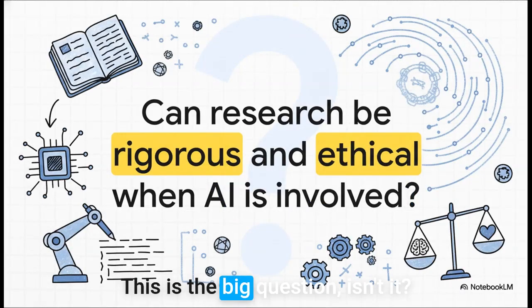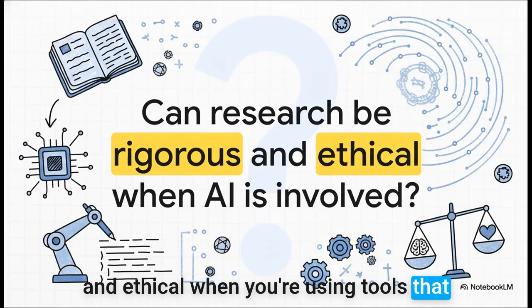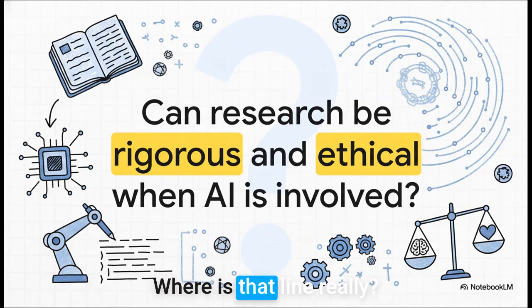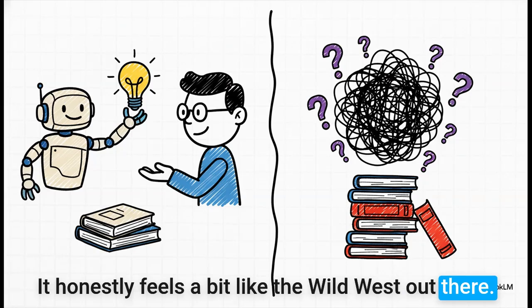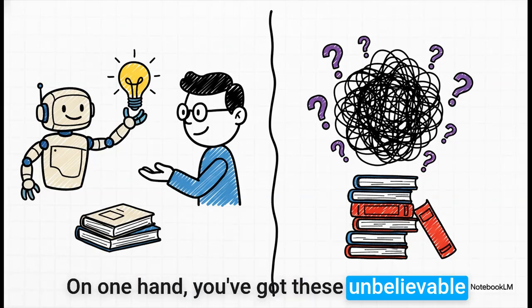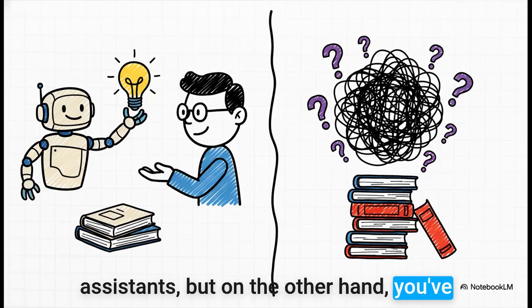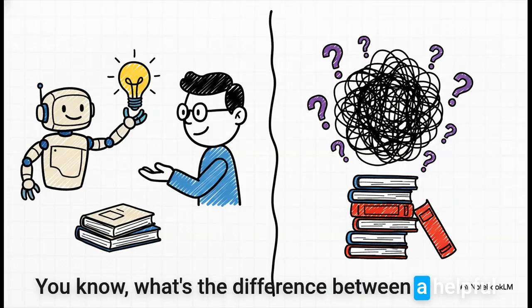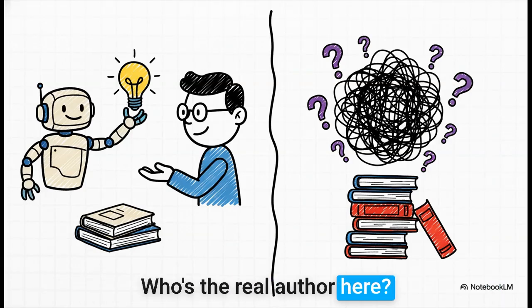And this is the big question, isn't it? I mean, how do you keep your work solid and ethical when you're using tools that can write, analyze, and even code for you? Where is that line, really? It honestly feels a bit like the Wild West out there. On one hand, you've got these unbelievable AI tools that can act like research assistants. But on the other hand, you've got this tangled mess of ethical questions. What's the difference between a helpful tool and just straight up academic misconduct? Who's the real author here?